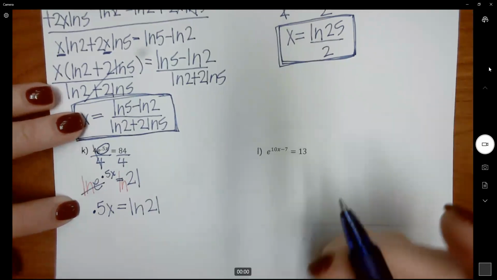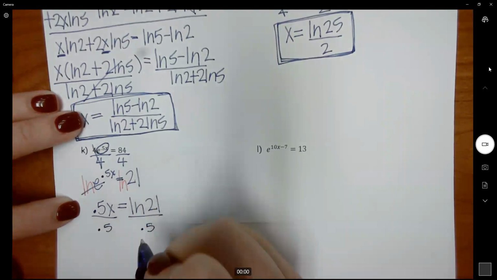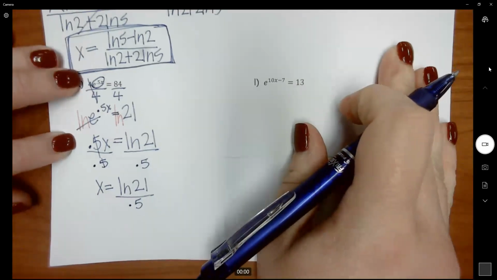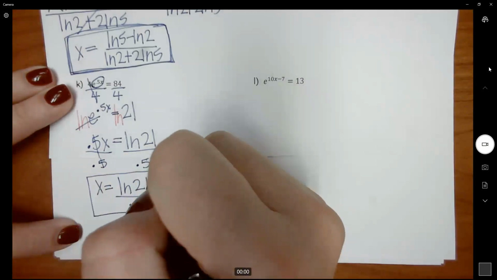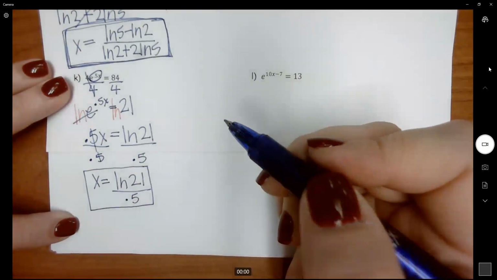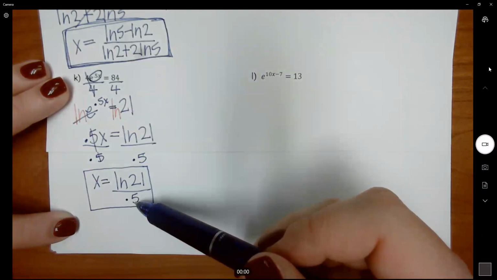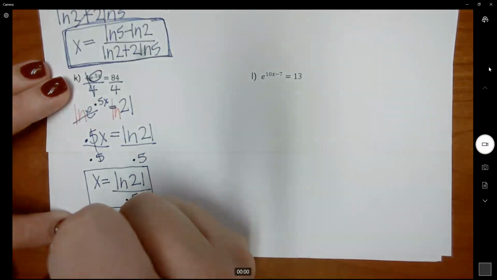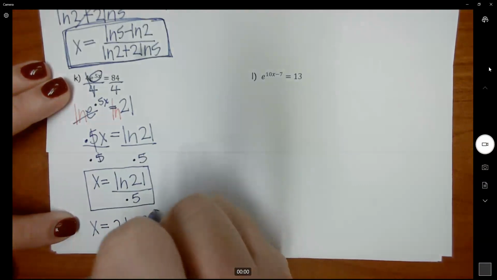And then my last step is to get x by itself, and we'll do that by dividing. So we get x equals the natural log of 21 divided by 0.5. Now, while this is an answer, it's not fully simplified. I'm not sure if my math lab will take this or not. Dividing by 0.5 or dividing by a half is the same as multiplying by 2. So the best way to write this problem here is 2 natural log of 21.